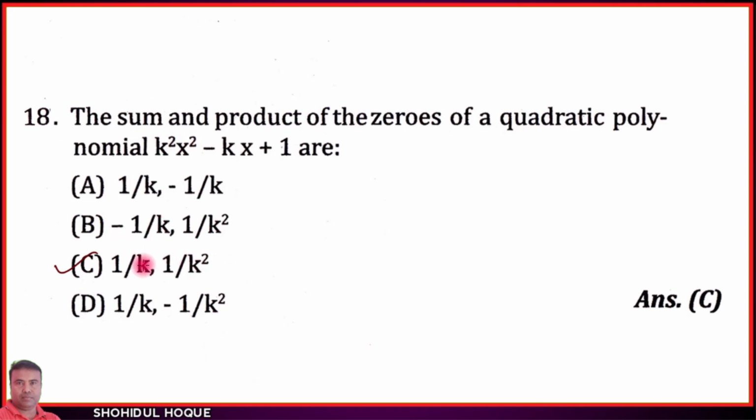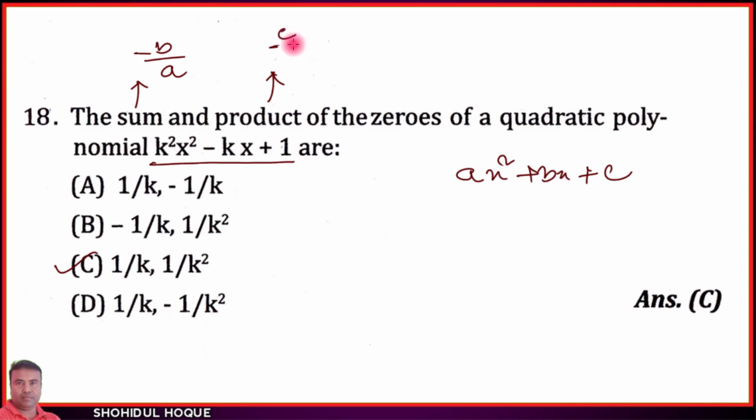Remember, here two formulas are actually given. According to the two formulas, we have to find two answers. The general form of a quadratic polynomial is ax square plus bx plus c. Here you can understand, and we already know the sum of the zeros is minus b by a, and the product of the zeros is c by a.